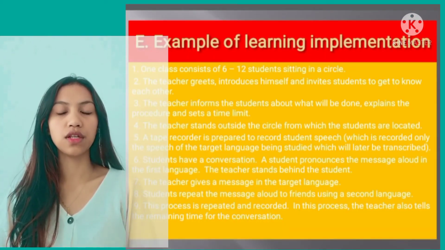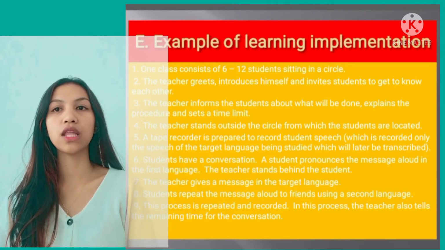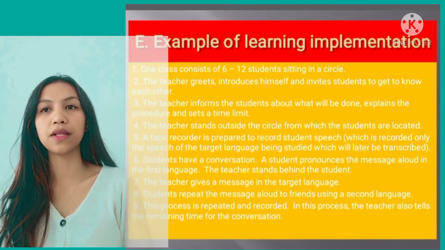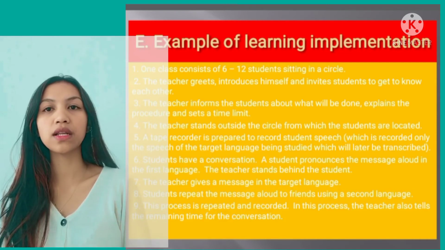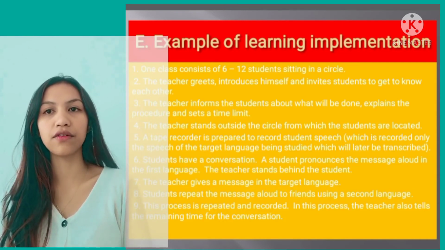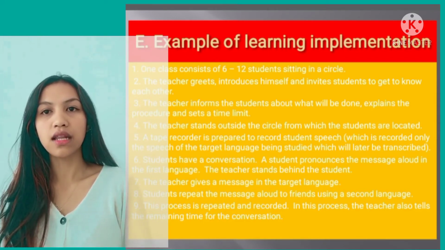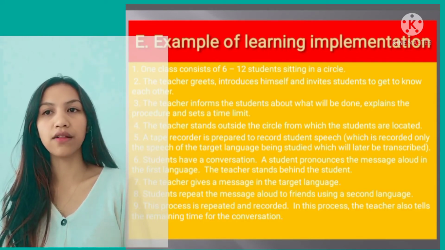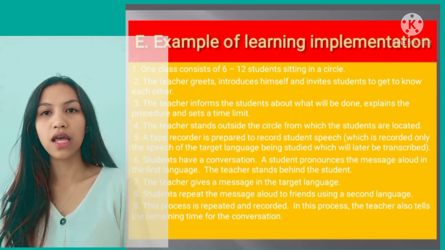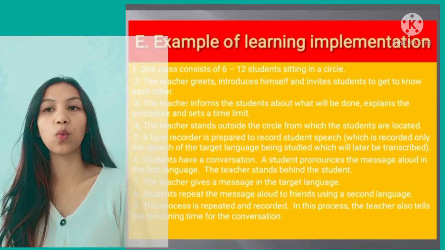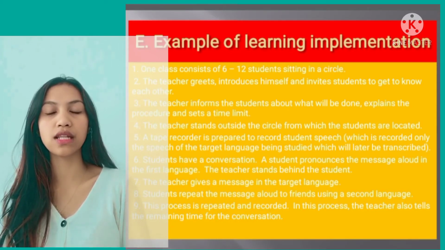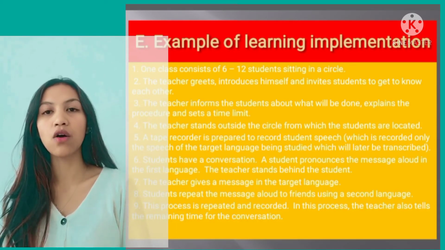Okay, I will continue to explain the learning implementations. The first, one class consists of 6 until 11 students sitting in a circle. Second, the teacher greets, introduces himself, and invites students to get to know each other. Third, the teacher informs the students about what will be done, explains the procedure, and sets a time limit. Fourth, the teacher stands outside the circle in which the students are located.